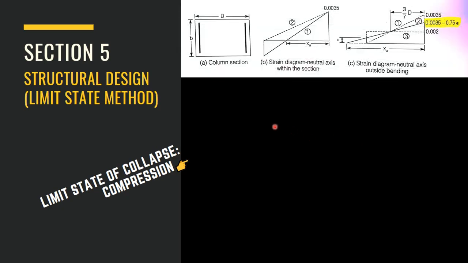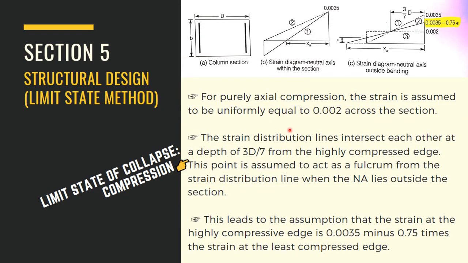For purely axial compression, the strain is assumed to be uniform, equal to 0.002 across the section. That is this line, this curve. For purely axial compression, the strain is assumed to be uniformly equal to 0.002 across the section. The strain distribution lines intersect each other at a depth of 3D by 7 from the highly compressed edge.